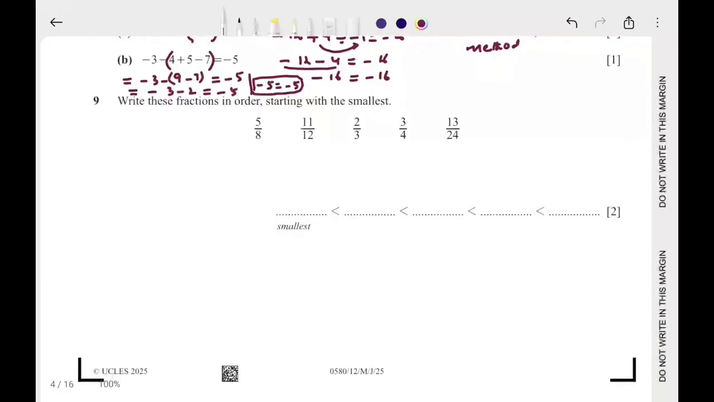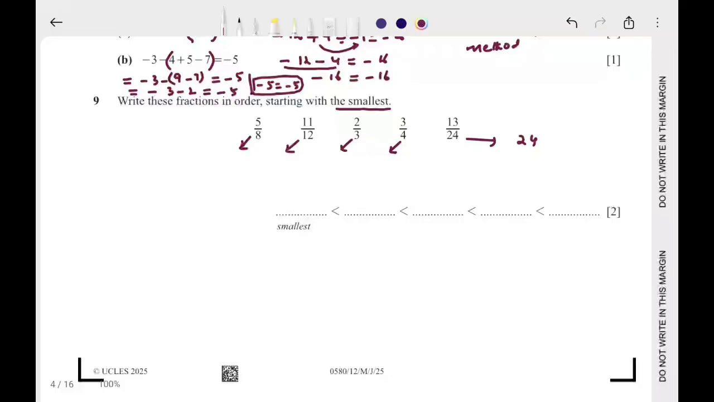Next question. Write these fractions in order starting with the smallest. Students, you have to see the largest value in the denominators, that is 24, and also see that the rest of the denominators, like 8, 12, 3, 4, are factors of 24. So the easy way is that you can make the denominators the same. In other words, you have to multiply each denominator by a number in such a way that you get 24.